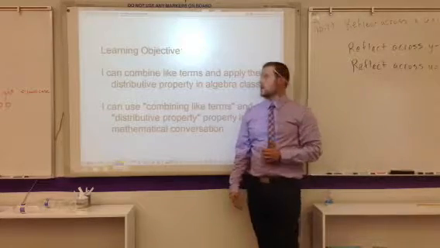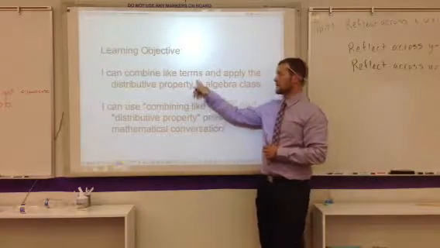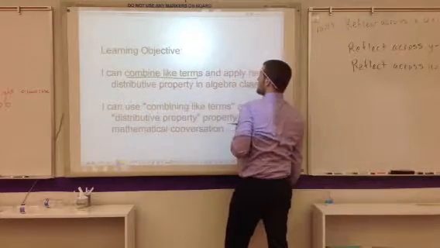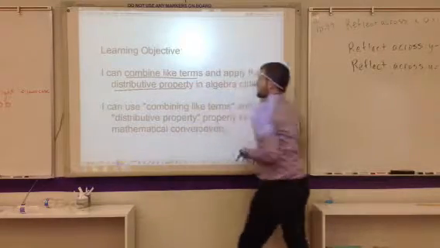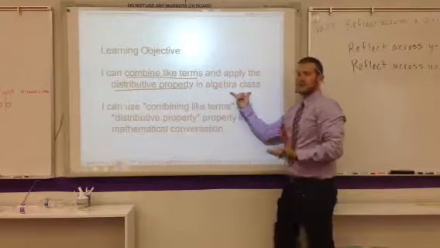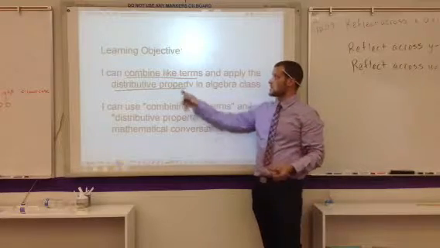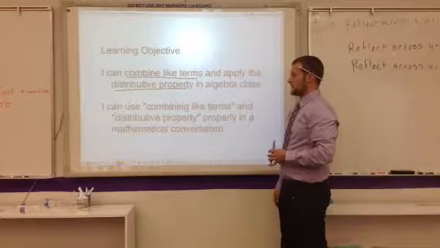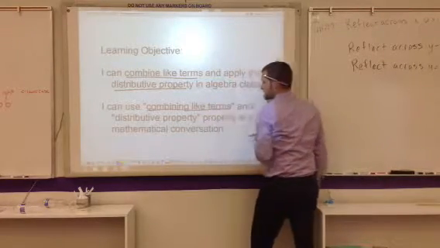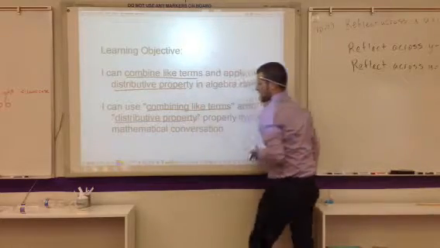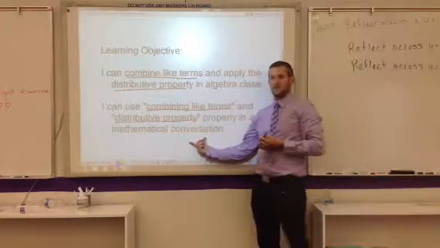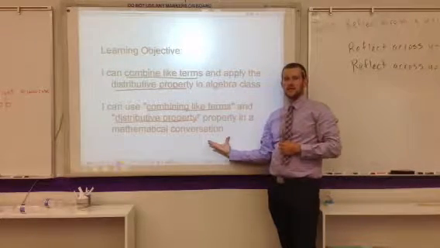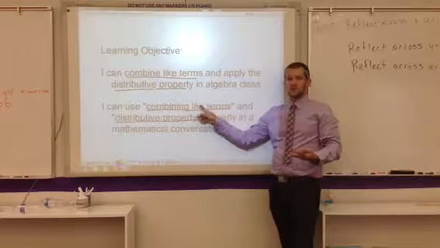For each of these topics we're going to have two learning objectives. The first learning objective, dealing with both of them, is that you can combine like terms and you can apply the distributive property in algebra class. What I mean by that is when we give you a problem set, you're able to go through and use these two skills. The second objective is that you can use combining like terms and the distributive property properly in a mathematical conversation. So once you complete the problem set, we want you to be able to talk about what you did with the people around you using these words.